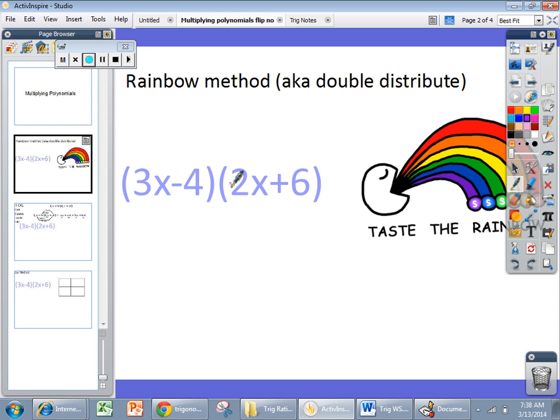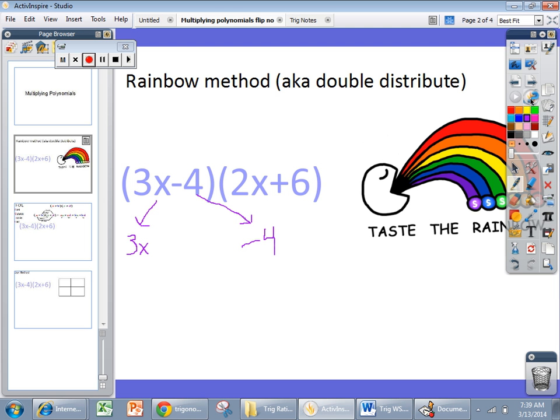Alright, so what you're going to do for your rainbow method is the first thing you're going to write your 3x in the front, and then you're going to leave a little bit of room, and I need you to write the minus 4. So we just pretty much broke up this first binomial, and binomial is just a fancy name for when it has two terms in it. So I've got two things in it, 3x and the minus 4.